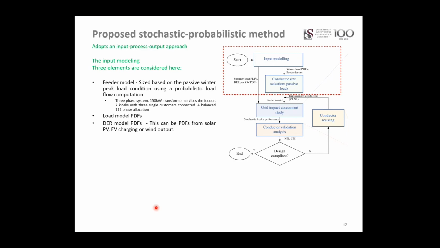So there is the input modeling process, then the process modeling, and then the output processing. In this case, we are looking at 3 things if you are considering conductor size selection: your feeder model, your load model in terms of the PDFs of the load model, and your DER models. These can be PDFs from solar PV, EV charging, or wind output. The diagram on your right illustrates, in red, what we are basically dealing with.